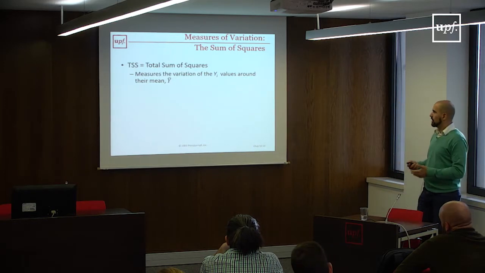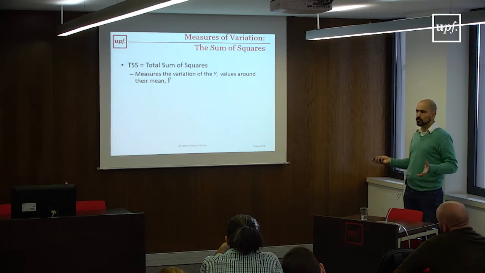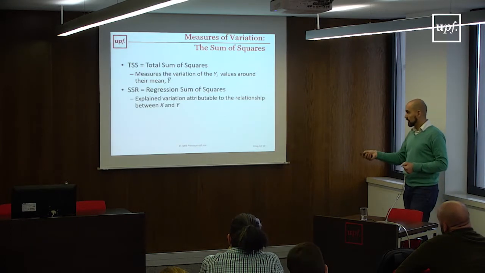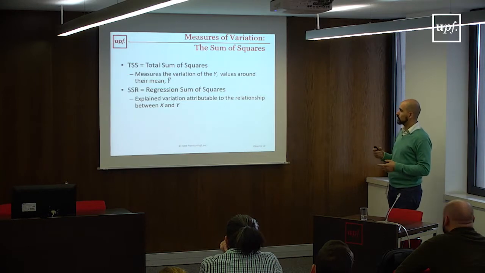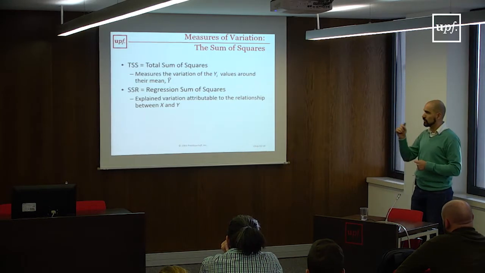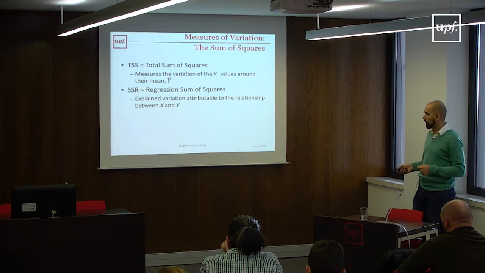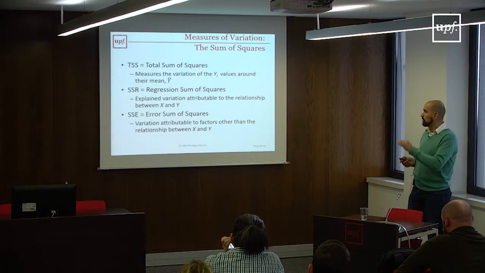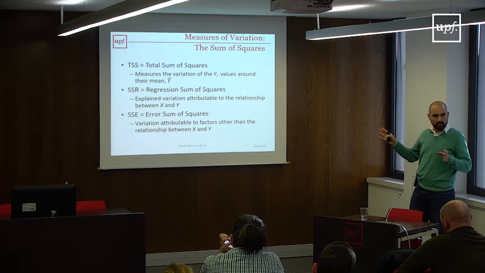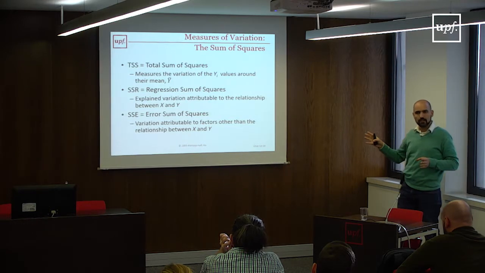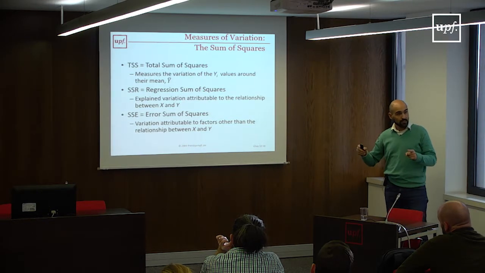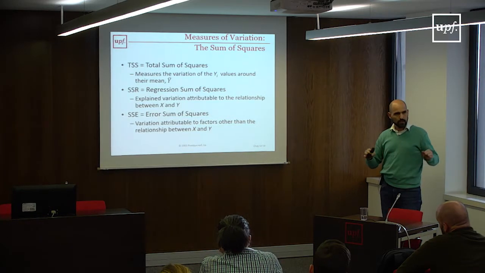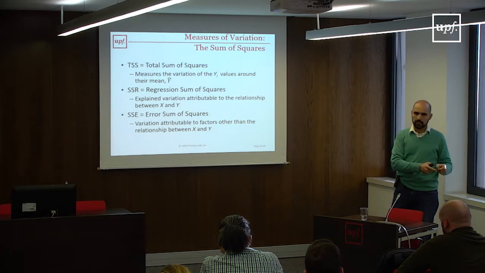Total sum of squares measures the variation of all the values that we have compared to the global mean. Sum of squares of the regression explains the variation attributable to the relationship between x and y. Sum of squares of the error is the variation attributable to factors that are not the relation that we have already found. Again, it is the same as with the analysis of variance. Everything that we are not taking into consideration goes inside the error.